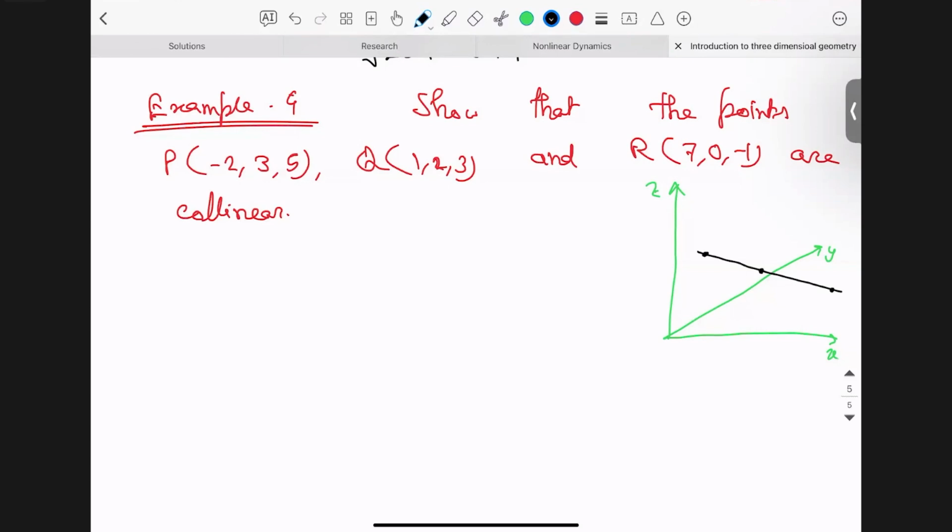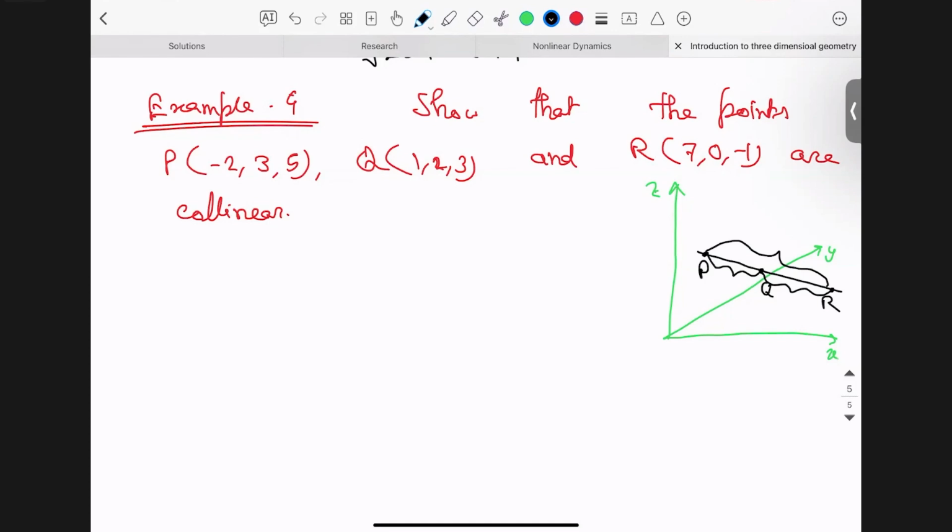What is another way? Another way is to find the distance between all these points, like PQ, QR, and PR. Suppose this is our P, this is our Q, this is our R. Now I can find the distance of PQ, the distance between QR, and also the distance between PR. Now, if and only if these 3 points are collinear, then PQ plus QR will be equal to PR. Okay. So this equality will only hold if these 3 points are collinear.